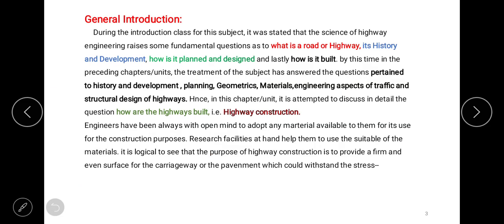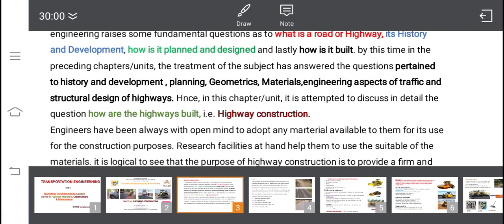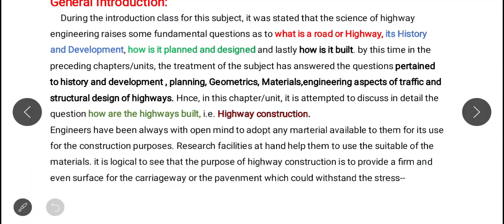In the introduction class itself, it was very clearly stated. What have we stated? That the science of highway engineering raises some fundamental questions as to what is a road or highway, its history and development, how it is planned and designed, and lastly, how it is built.